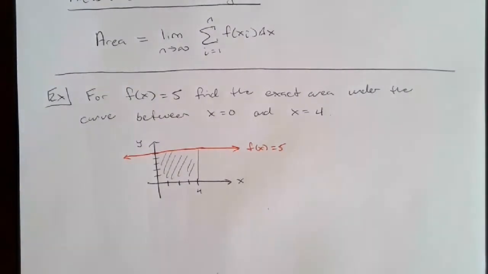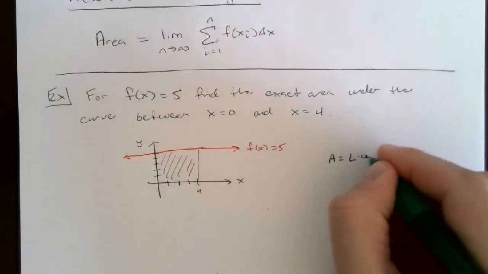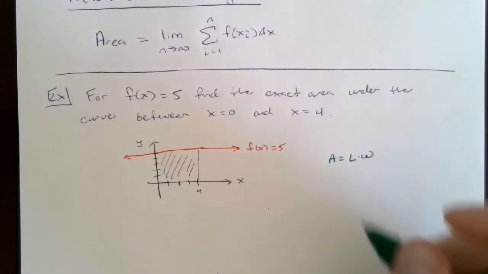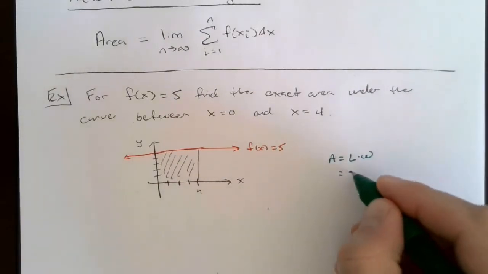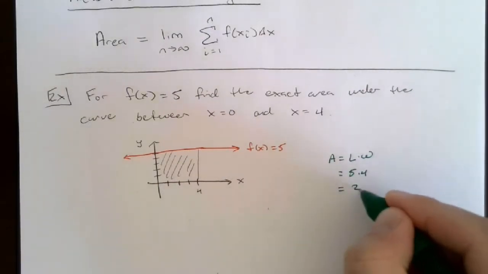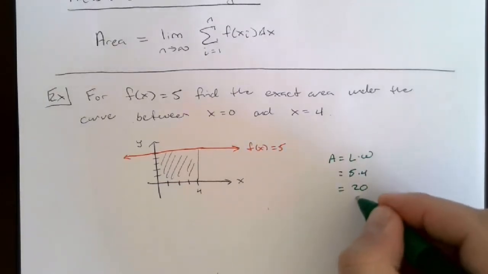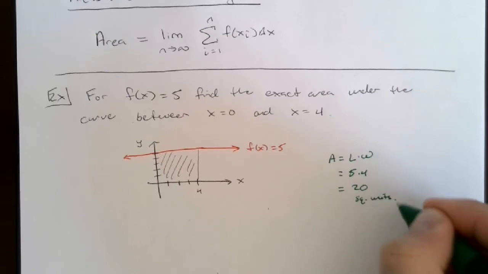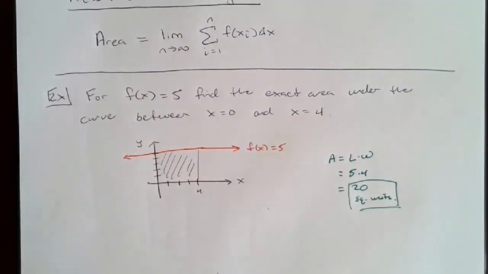Well, it's easy enough to think to yourself, okay, I'm going up to here, I'm looking for this area. How would I find that area? Well, area is equal to length times width. In this case, we've got this height of 5 times this width of 4. So we have 5 times 4, which equals 20. Since I didn't give you units, we'll just say it's square units. Remember, units of area are always squared. So if you can find the area using geometry, it works out kind of nice, like we just did here. We had a rectangle, so it was pretty obvious.